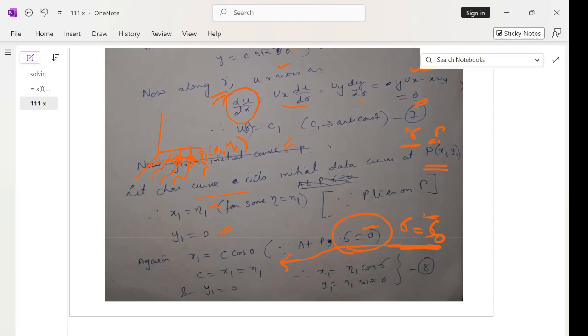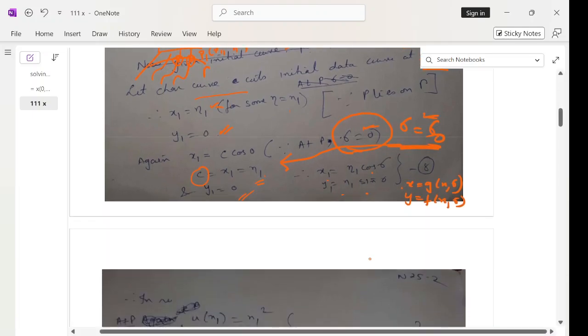Okay, so x1 equals to c cos 0 and c then becomes what? x1 equals to eta 1. That means c becomes determined, it is equal to eta 1, and y1 equals to 0 you are getting. Okay, so once you put everything here, you can easily see x1 equals to this form, y1 equals to this form. If you recall back, we already said x will be in the form of a function of eta and sigma. Similarly, y will also be another function of eta and sigma. So that's what we are getting actually.